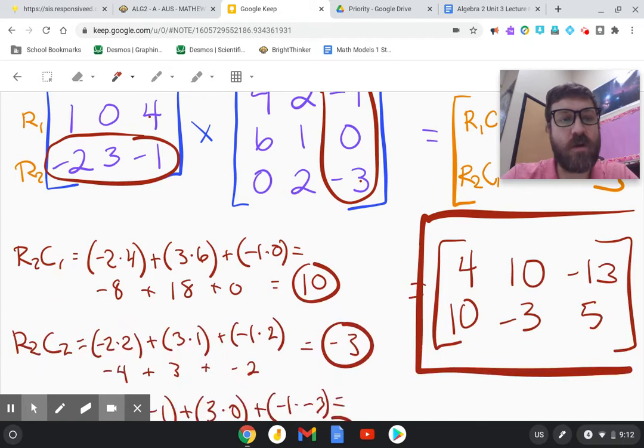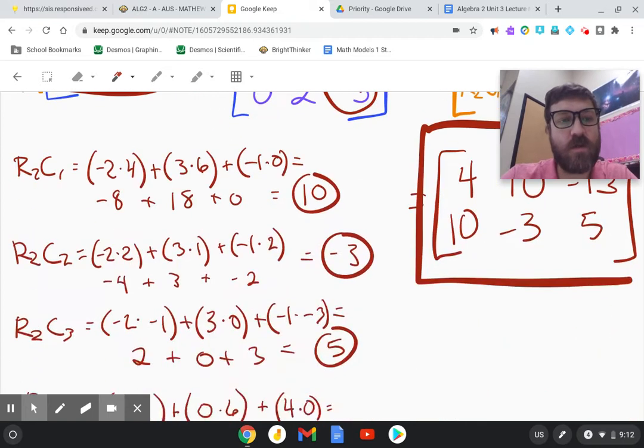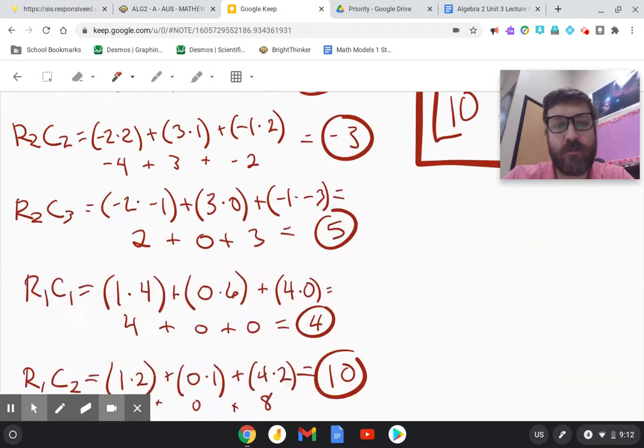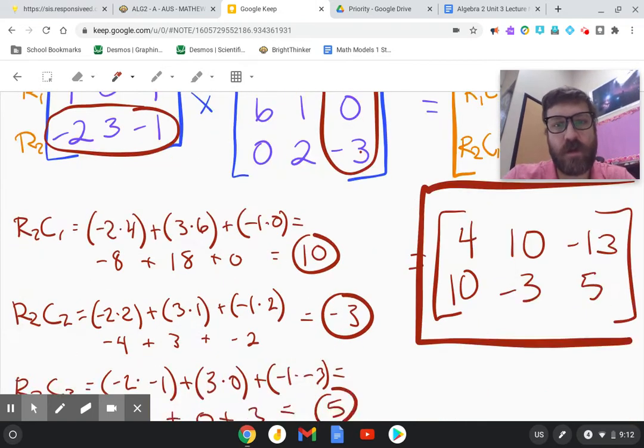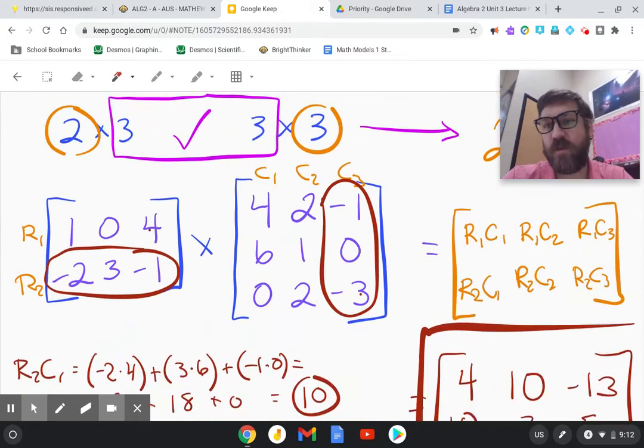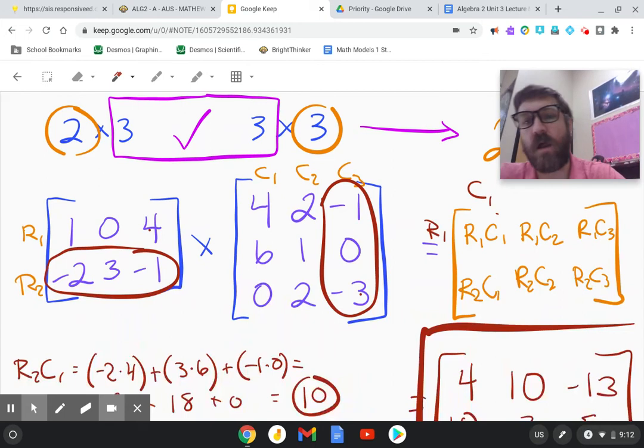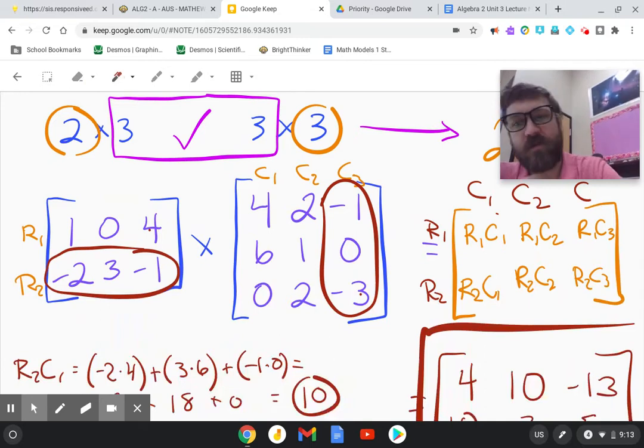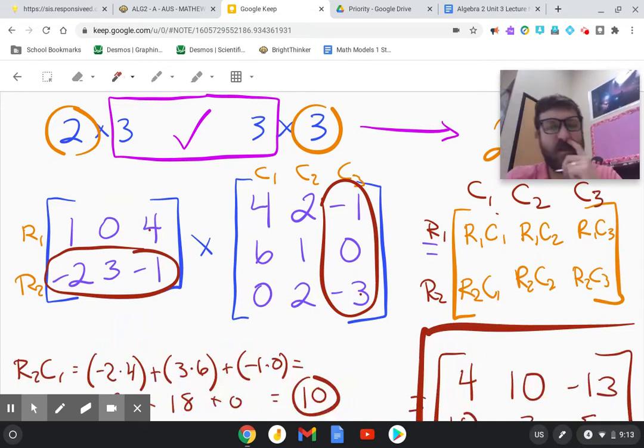But I just want to drive this point home. You're going to do each row times each column. So you'll see all the work down here. And the position of row and column kind of matches up. So row 1, column 1 answer goes in row 1, column 1 of the new matrix. Row 2, column 3 answer goes in that position in the new matrix. So it helps you stay organized if you write it out that way.